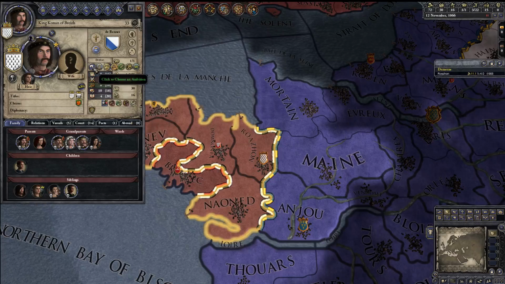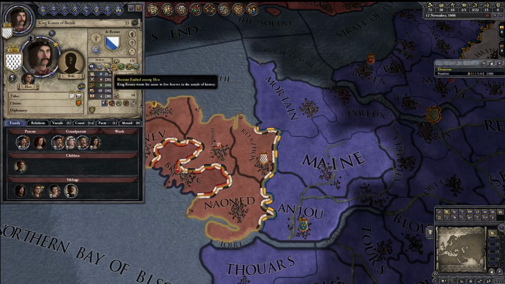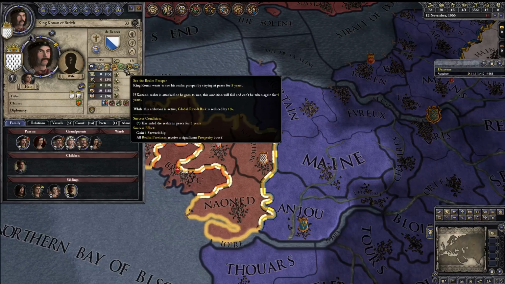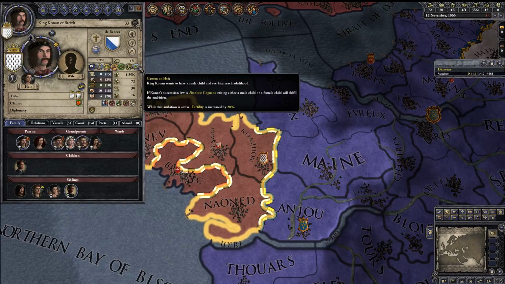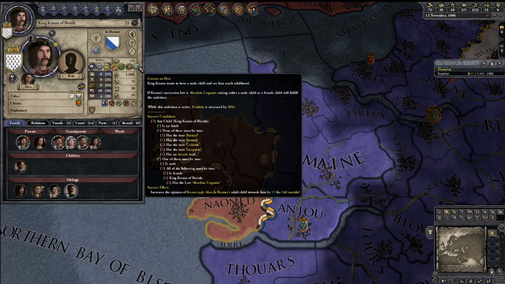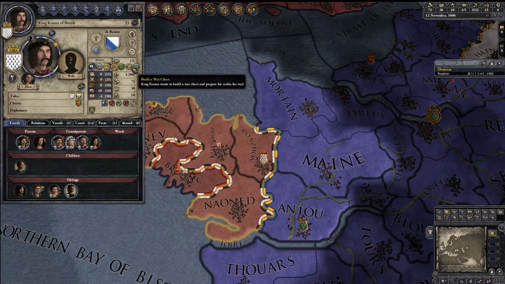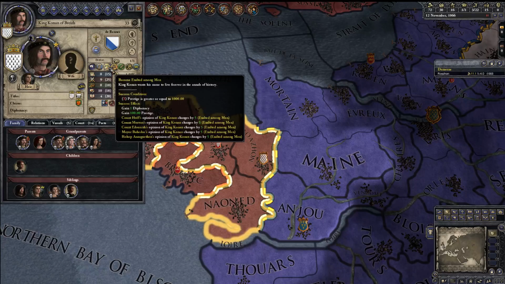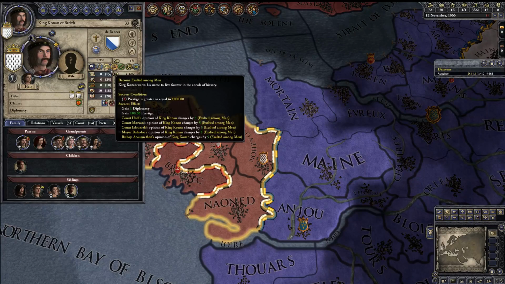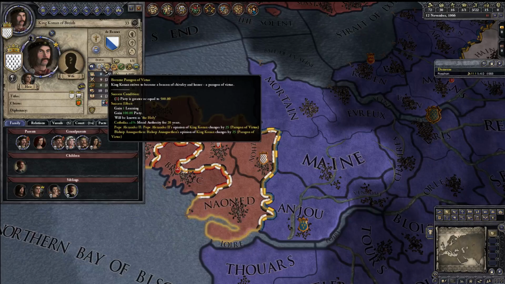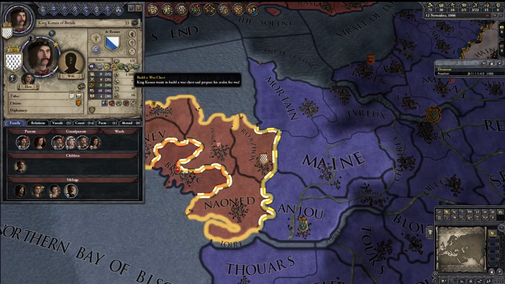Alright. Here's your ambition. These change over time, but each ambition gives you a bonus of some sort if you fulfill it. If you hover over them, they will tell you what they do. So like this one gives you more fertility. And you want to become the king of Brittany. You want to become exalted among men. It's all sorts. You just select whichever one you want.